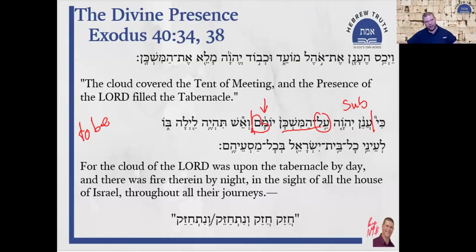Obviously, since it's a narrative text, since we're looking back, we can translate it, and I think it's a fair translation to write "was," okay? But I want you to see that in the grammar itself, we don't have that "was" in the Hebrew. It's suggested. Ve'esh tihiyeh laila bo. Very good.